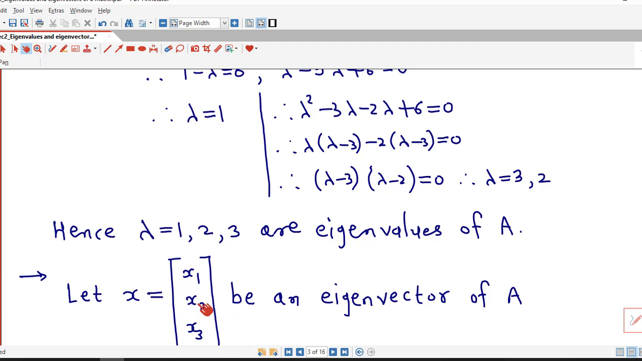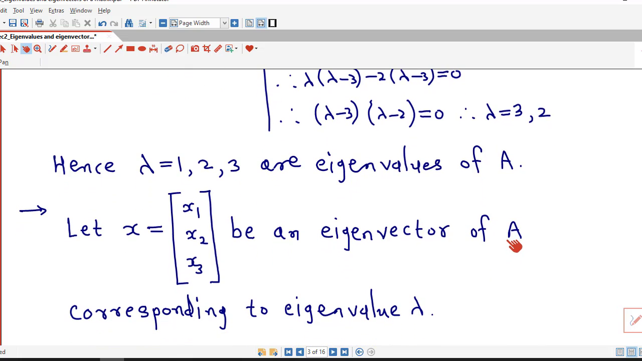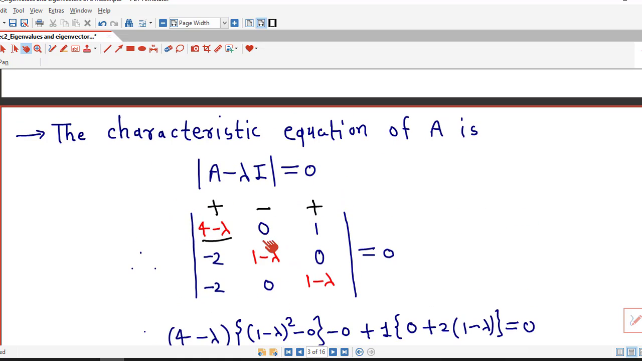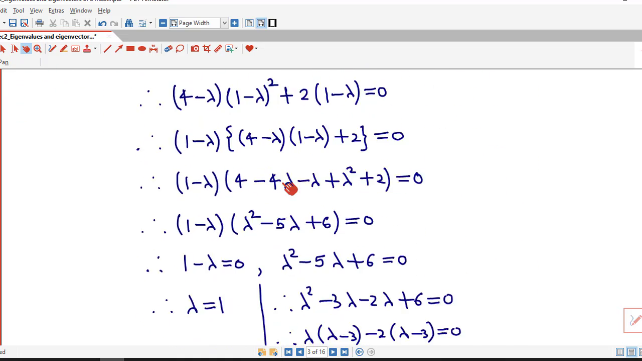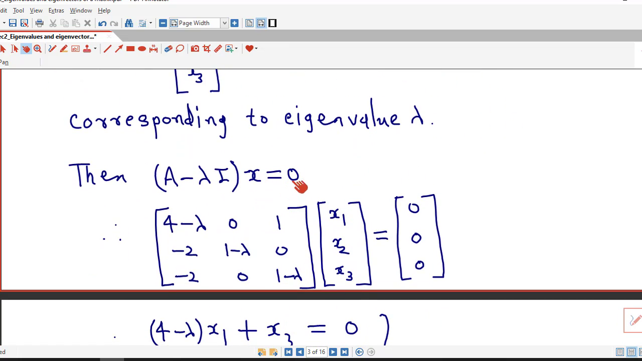So we assume that x equal to x1, x2, x3 is an eigenvector of the given matrix A corresponding to eigenvalue lambda. Therefore we must have this system, A minus lambda I times x equal to 0. This system must have an infinite number of solutions, or it must have non-trivial solutions. Now here we write down the square matrix A minus lambda I, which we have written here, and here x is x1, x2, x3, and the right hand side is the 0 matrix of order 3 by 1.